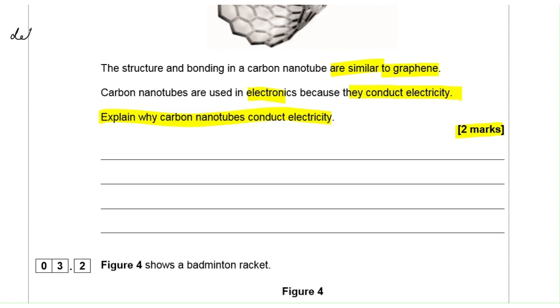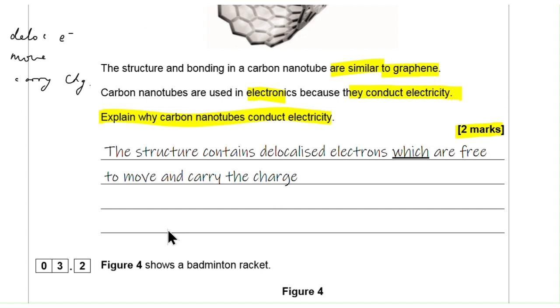Now graphene has only got 3 bonding electrons, so this question is about delocalized electrons. So the carbon nanotube contains delocalized electrons which can move throughout the structure and carry the charge. 1 mark for delocalized electrons, 1 mark for moving and carry the charge. And don't forget, this is an explain, so we've got that linking word which.